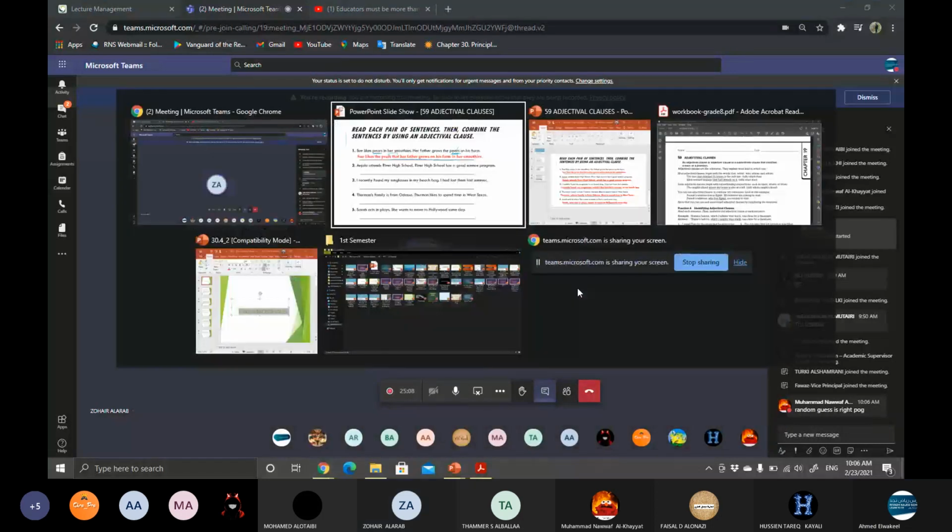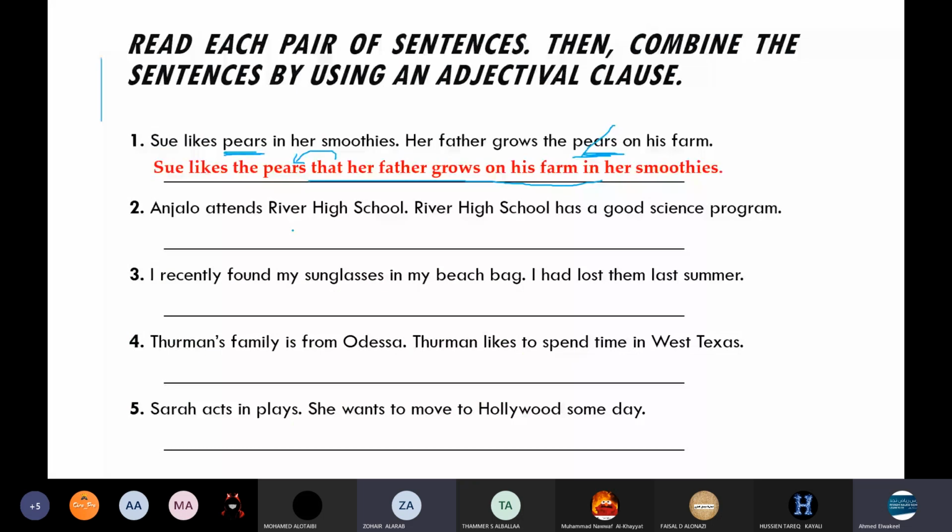Teacher, number 2. Yeah. Angelo attends River High School. River High School has a good science program. So in number 2 here we have River High School.